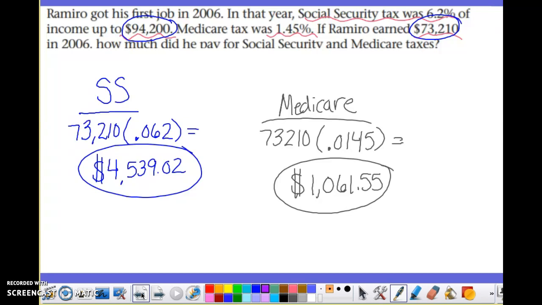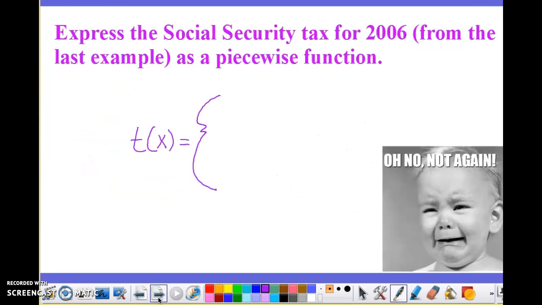So that's our two situations. If it's less than or equal to $94,200, and if it's more than that, then it's just going to be one set price, because you can't be taxed on any income more than that. That's set again by individual states. So, express the Social Security tax for 2006.